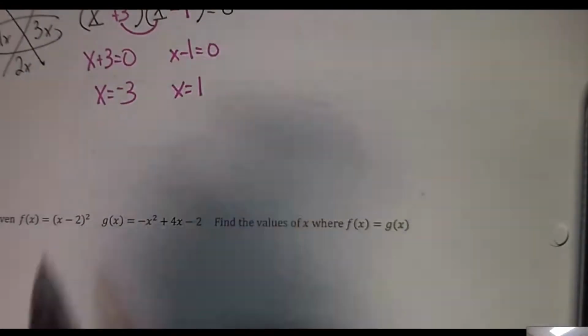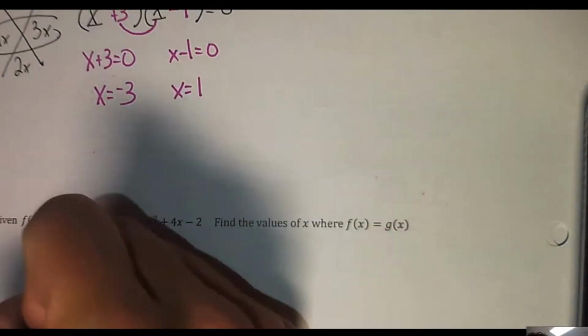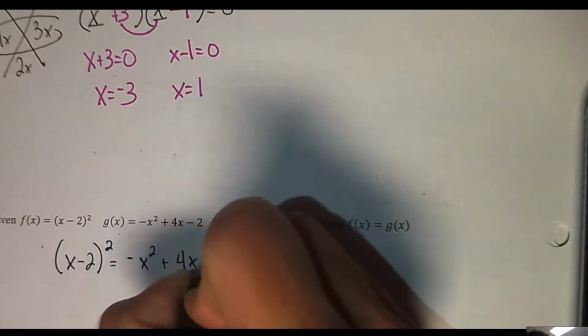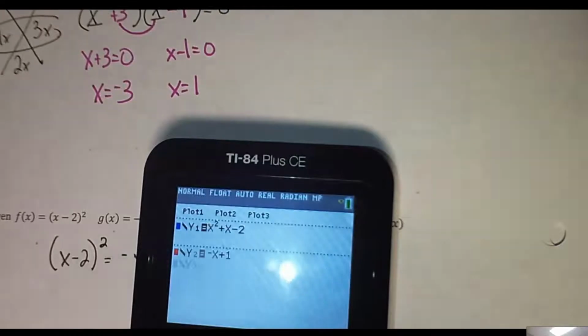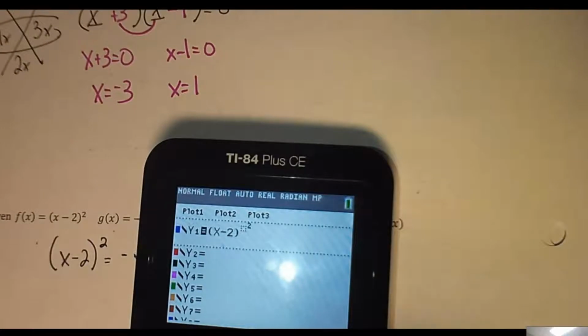So let's try this one. So we have f of x and g of x. We're going to set them equal to each other. And this one we are going to solve first with the graphing calculator, and then I'm going to show you by hand. So I'm going to go back to my y equals. I'm going to clear these out and put in my new two problems. Whoops.